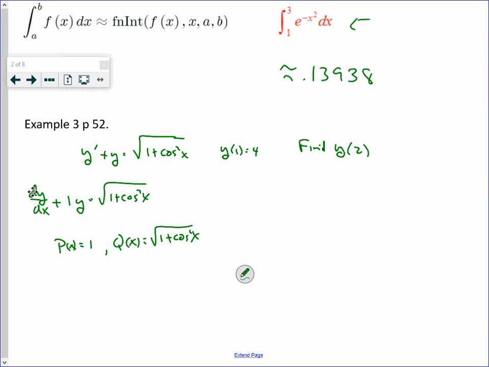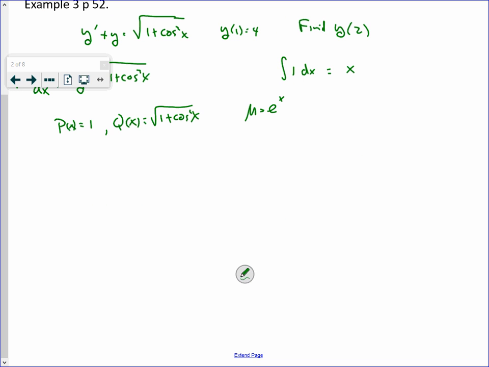So I'm going to go off to the side and do my integrating factor thing. We take the integral of p of x dx, and that just gives me x. And the integrating factor is e raised to this power. So in this case, it's a pretty simple one. Now we multiply through this equation by e to the x. I'll extend the page a little bit so we can see it.